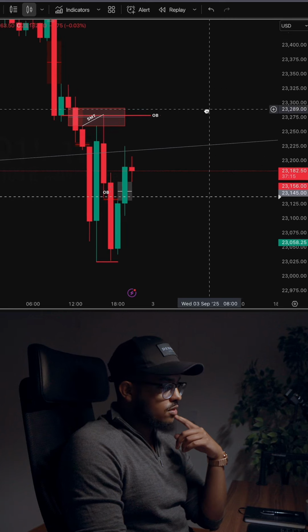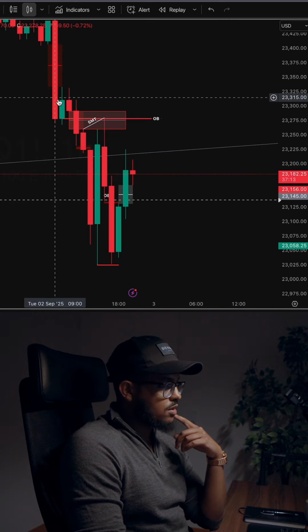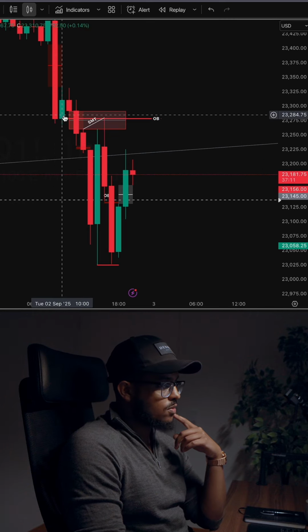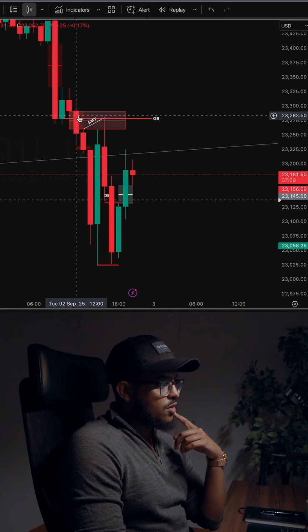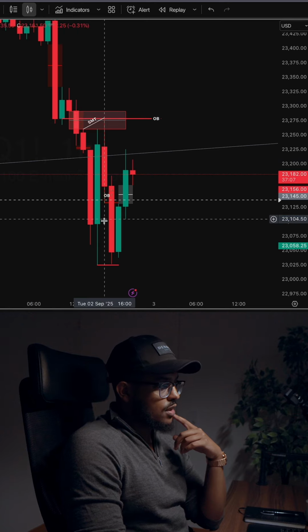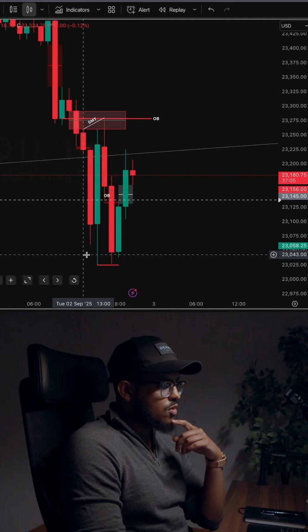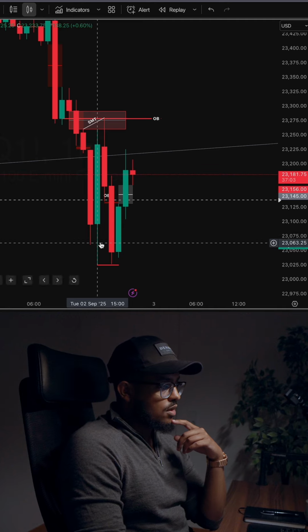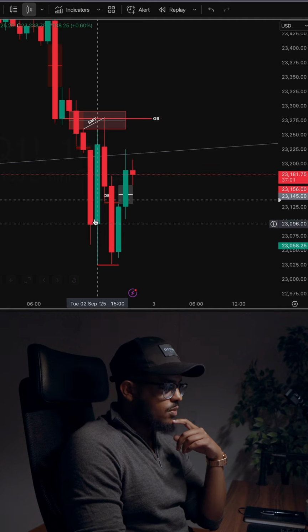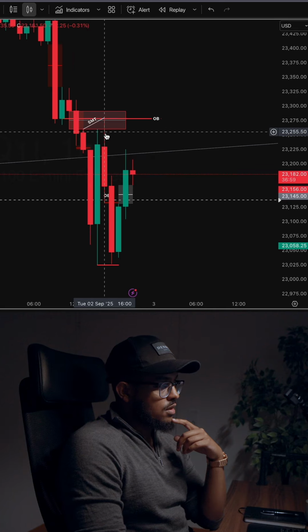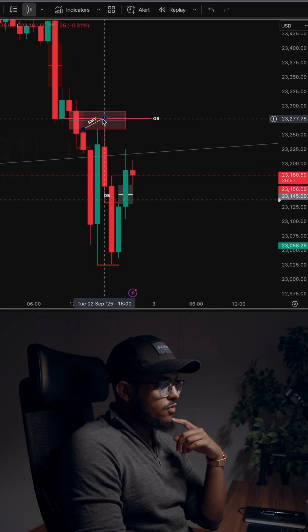And you see during London session, we printed in on these big candles. We made an order block right here, paired with a fair value gap, and we traded to the downside. So as soon as New York opened, we had a lot of buyers that pressed the price up to this point of interest that we were looking for.